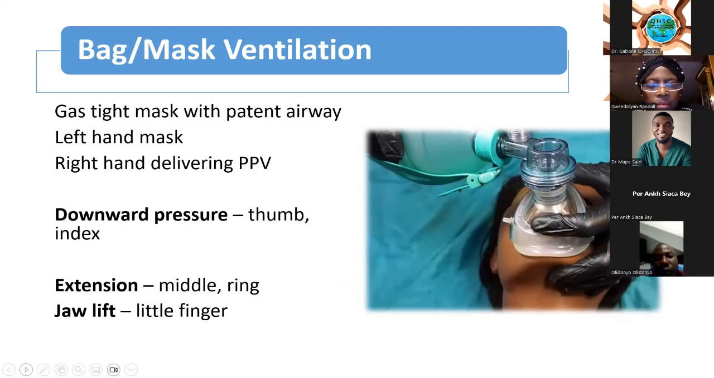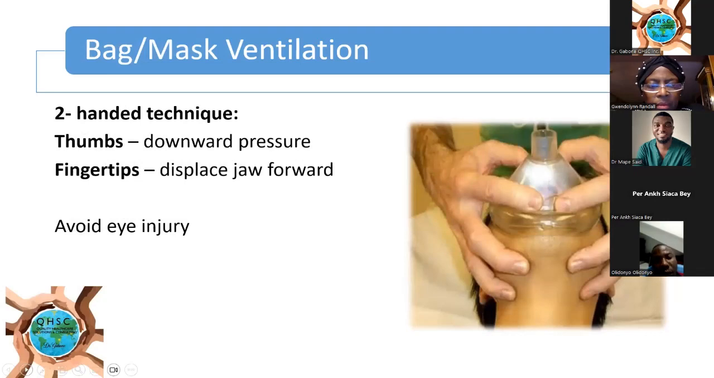Next slide. And next slide, now I'm going to talk about the two-hand technique. Here, someone is applying positive pressure ventilation for you, but you use your two hands to hold the mask.